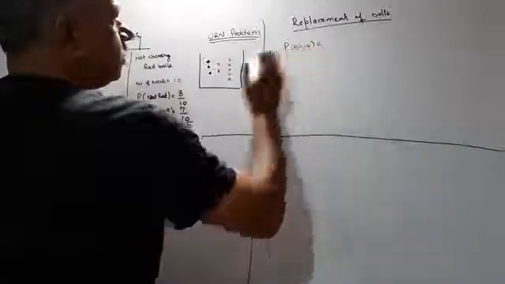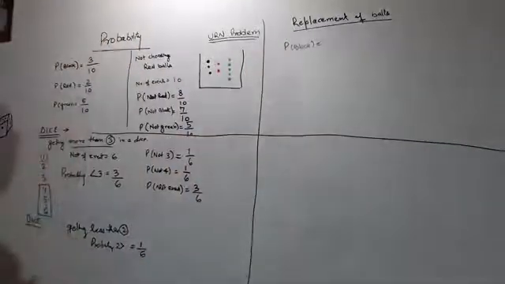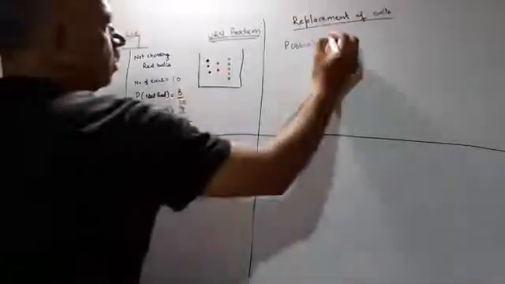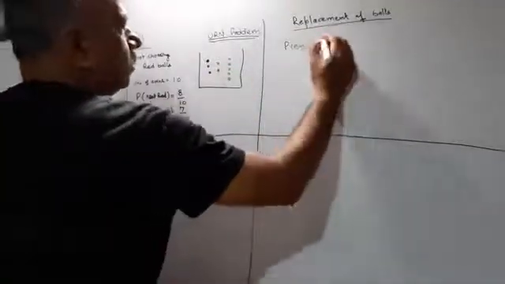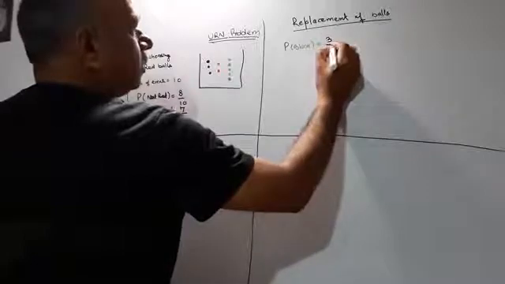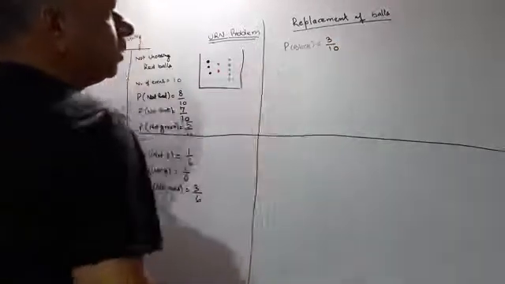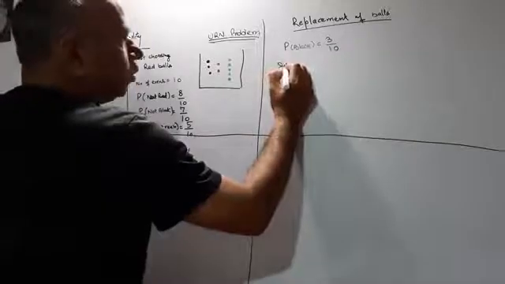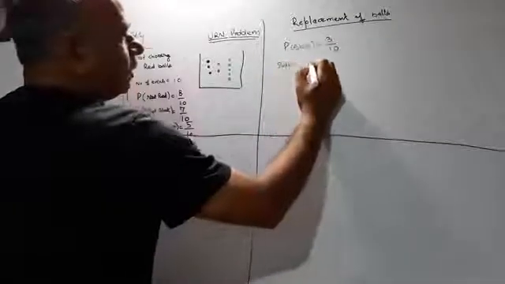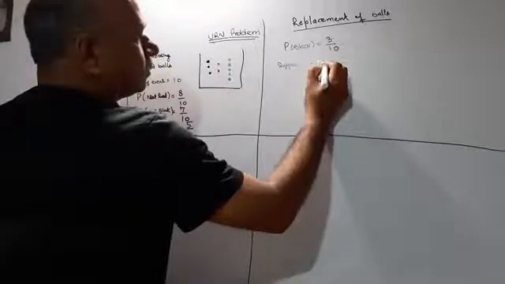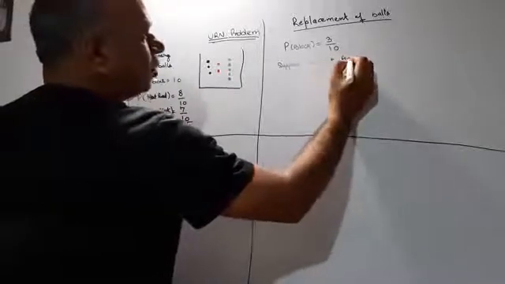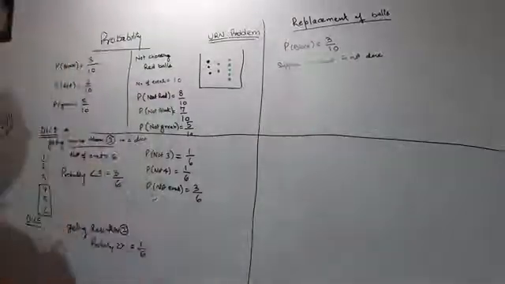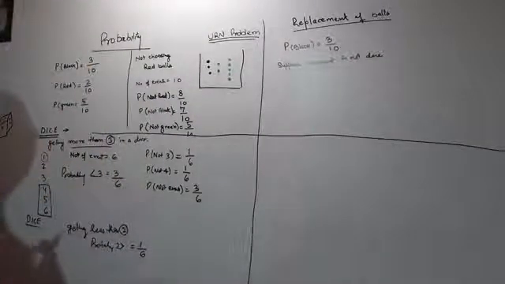So, in this one, taking a black ball, the probability of taking a black ball will be 3 by 10. Now suppose in the second event replacement is not done. So you have taken a black ball and you have not dropped it again into the urn.